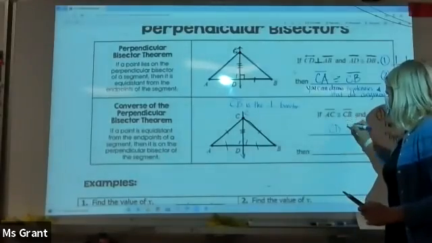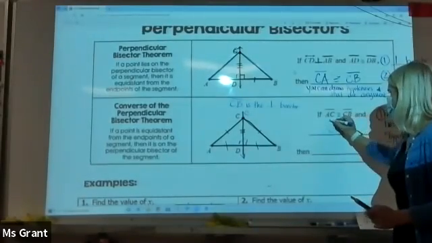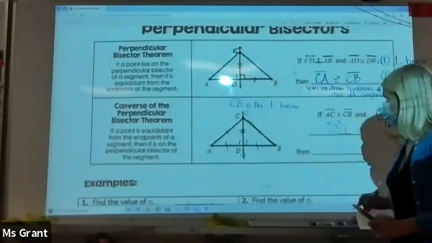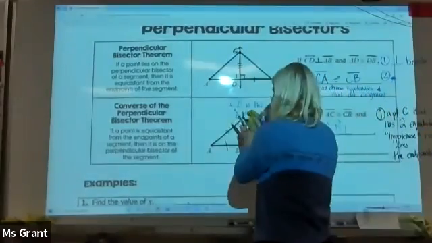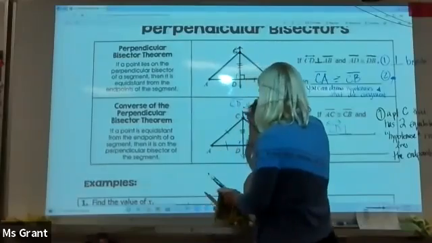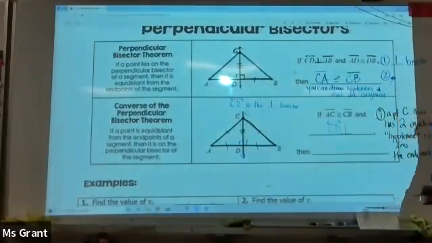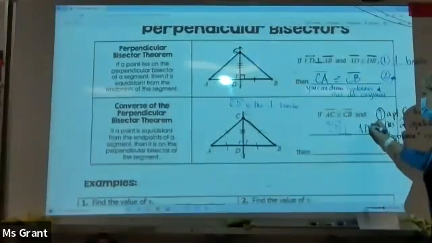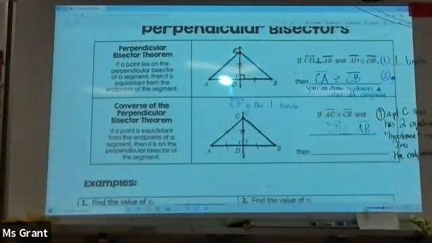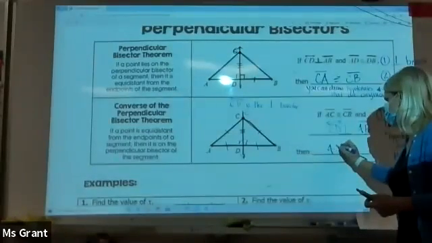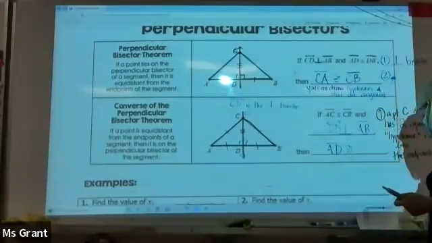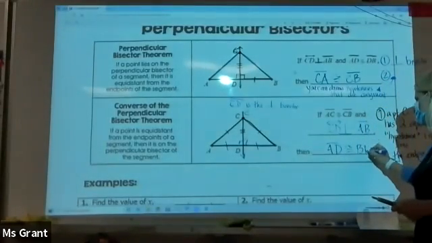So CD, and CD is actually a line, because look at the arrows. Put arrows at the end of CD, please. CD is the perpendicular bisector of AB, which AB is just a segment because it starts and stops. Also, that means that AD is congruent to BD.